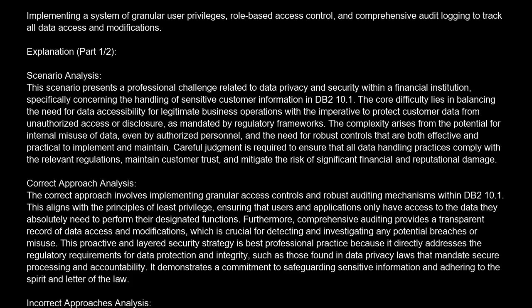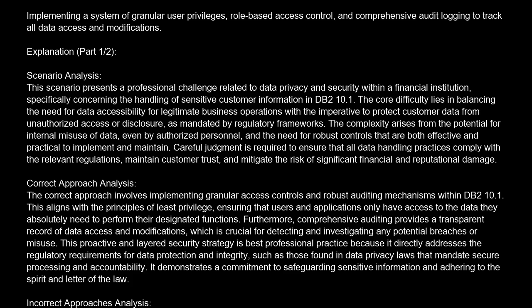The core difficulty lies in balancing the need for data accessibility for legitimate business operations with the imperative to protect customer data from unauthorized access or disclosure, as mandated by regulatory frameworks. The complexity arises from the potential for internal misuse of data, even by authorized personnel, and the need for robust controls that are both effective and practical to implement and maintain. Careful judgment is required to ensure that all data handling practices comply with the relevant regulations, maintain customer trust, and mitigate the risk of significant financial and reputational damage.